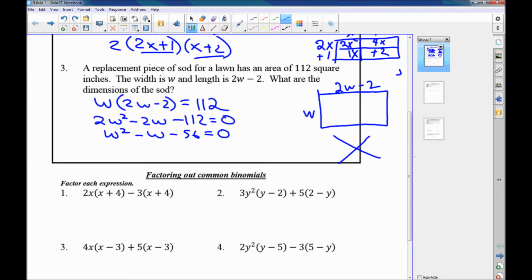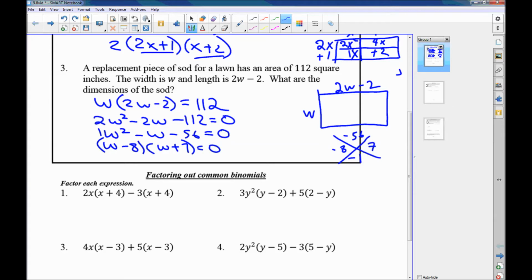So in this case, two things that multiply to negative 56 and add to negative 1. That's going to be negative 8 and positive 7. So that's going to turn into W minus 8. No box this time because we have a leading coefficient of 1. And W plus 7 equals 0.